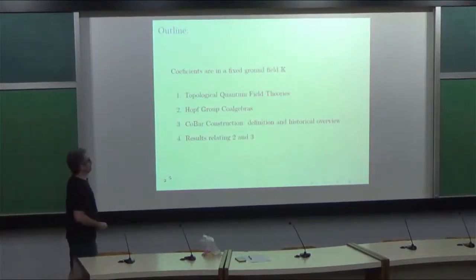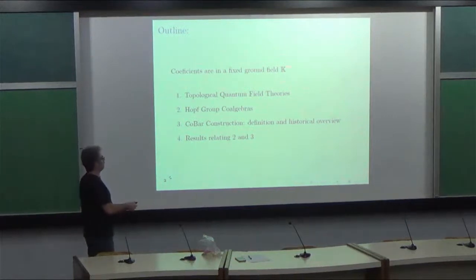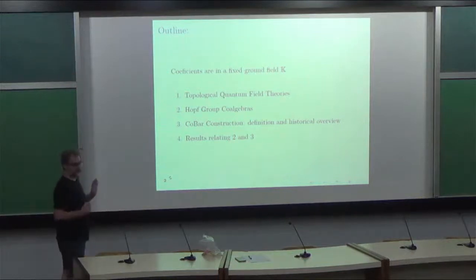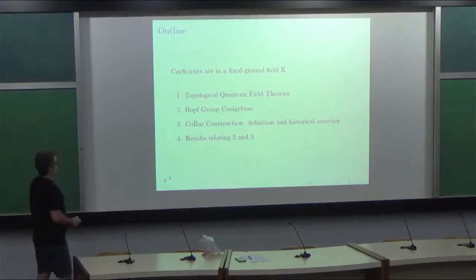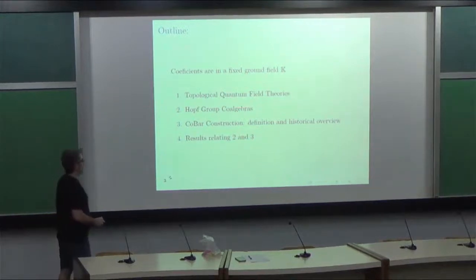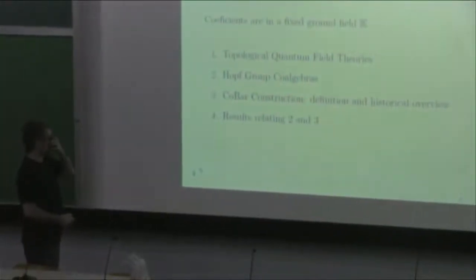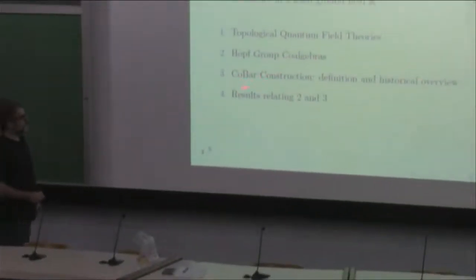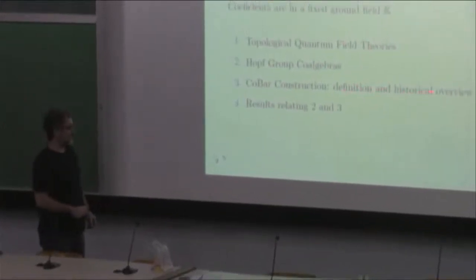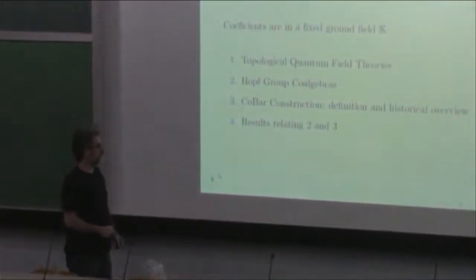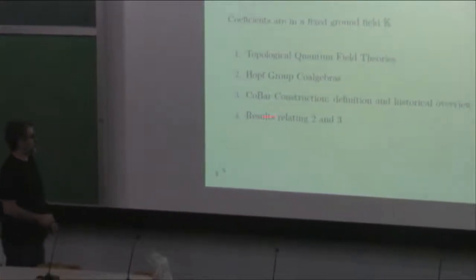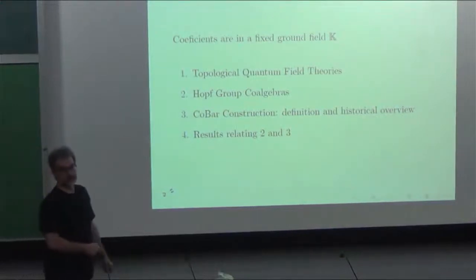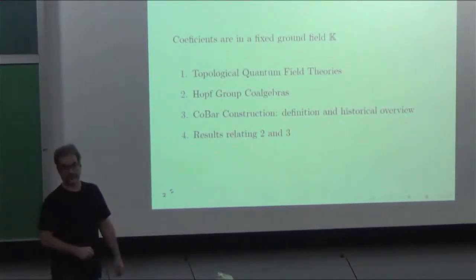Okay, so here is the outline of the talk. All the time I will keep a field K fixed, so my coefficients will be in the field K. I will begin talking about topological quantum field theories, and then I move to Hopf group algebras and give the definition. After the Hopf group algebras, I will give definitions of the cobar construction, and make a very brief historical overview of this construction. And then I will try to sketch results relating the two. Okay, and this is work in progress, right? So some of the results are not completely verified.